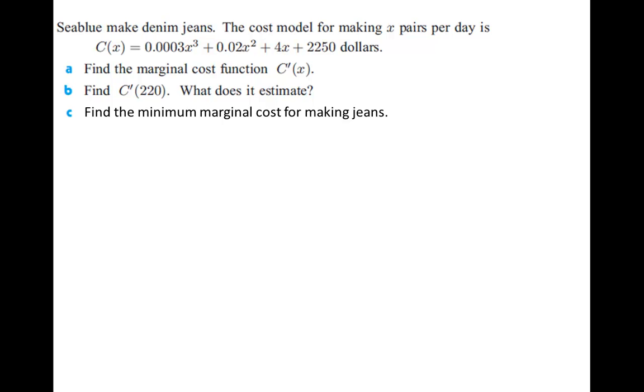So now we've got Sea Blue, which makes denim jeans. The cost model for making x pairs per day is this right here. So that's the cost. Now, the first question is asking for the marginal cost. Now, what is the marginal cost?